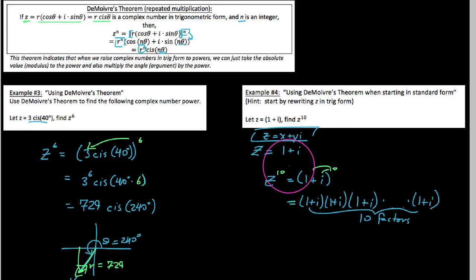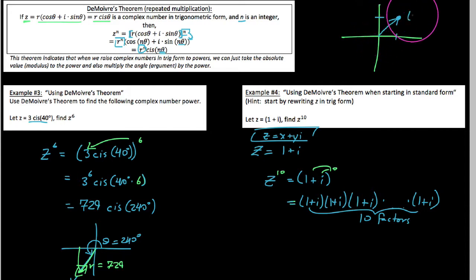So if we had to do this with all of them, all 10 of these factors, it wouldn't be very desirable. So what we're going to do is rewrite this in trig form first. Just like any time you rewrite a number in trig form, the first thing to do is graph it. So we say 1 comma 1 would be our point. Over 1, up 1, this is our complex number in standard form, and there is our vector right there.